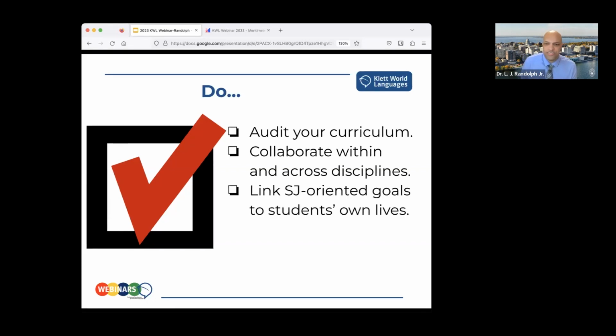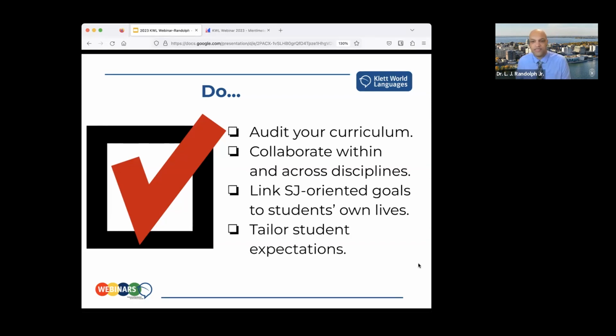Do link social justice oriented goals to the students' own lives. Try not to frame it in terms of target cultures and home cultures, but just think about it in terms of the human experience. What are we dealing with? Because a lot of these issues, I would say almost all of them, transcend national boundaries. And I think that approach combats some of the foreignness that's often associated with language study.